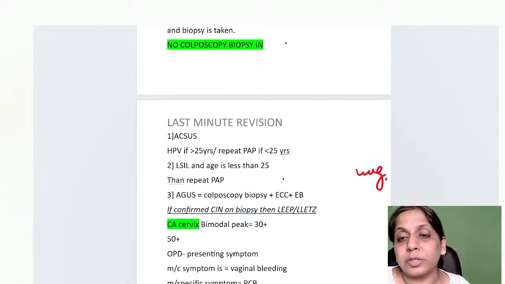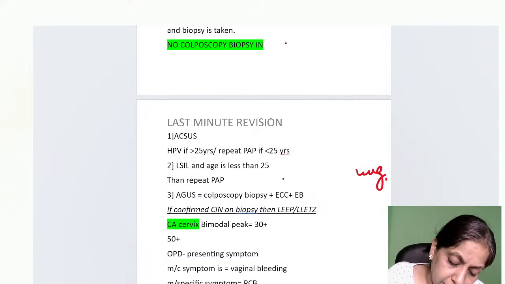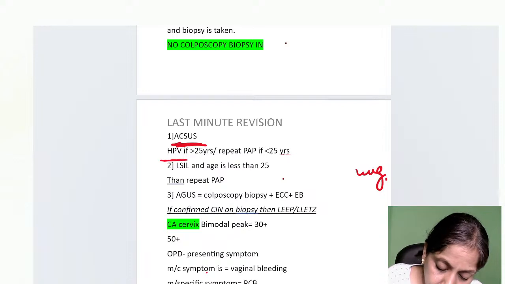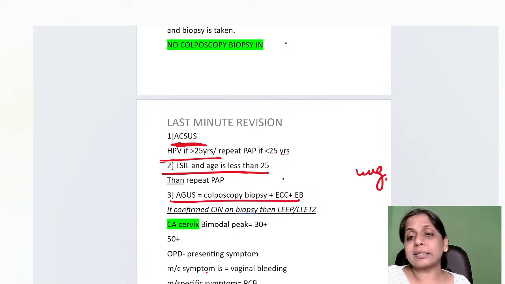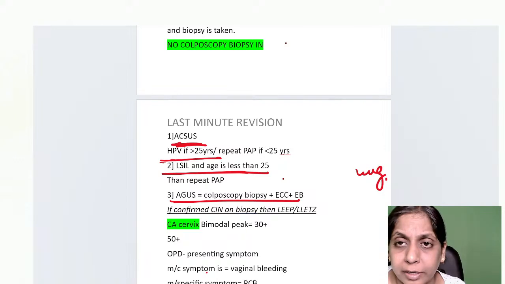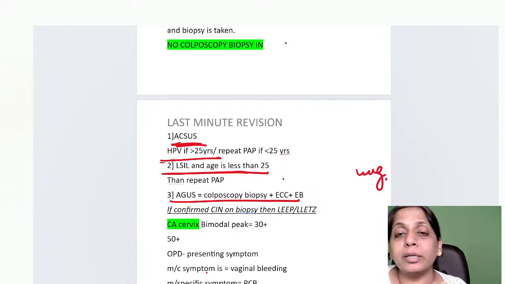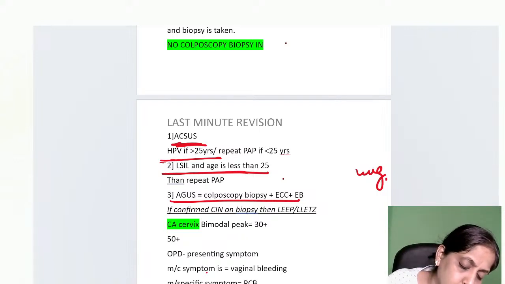Whenever the Pap smear is suspicious, we have to go for the colposcopy biopsy. Otherwise, we are not going to go for the colposcopy biopsy. If there is an ASCUS report, or if there is LSIL or AGUS. ASCUS is atypical squamous cells of undetermined significance. LSIL is low grade squamous intraepithelial lesion. And AGUS is atypical glandular cells. In all these three abnormal reports, we will not be going with the colposcopy biopsy. Otherwise, whenever there is an abnormal Pap smear report, we will be going with the colposcopy biopsy.